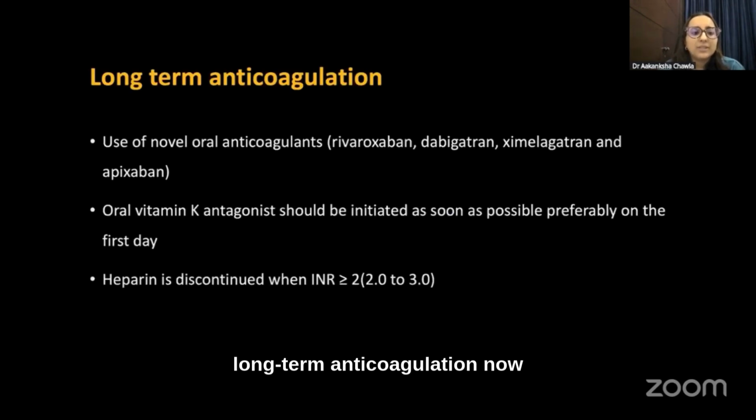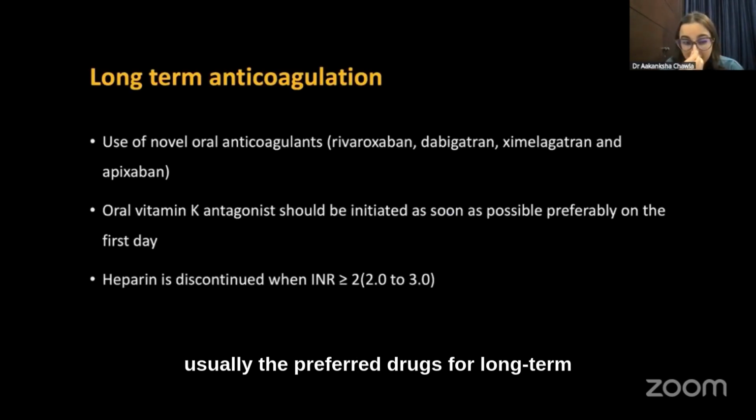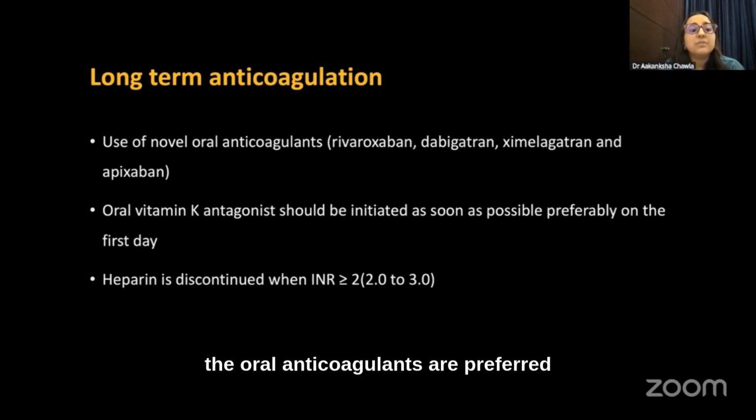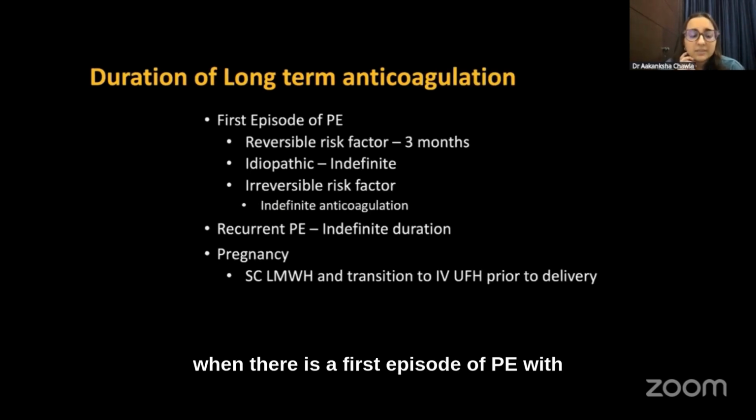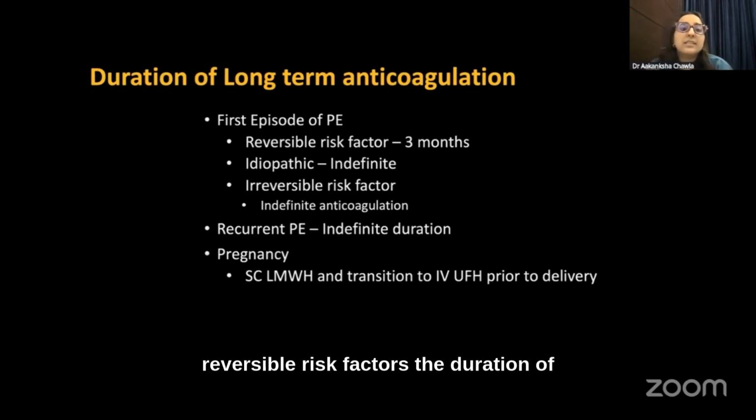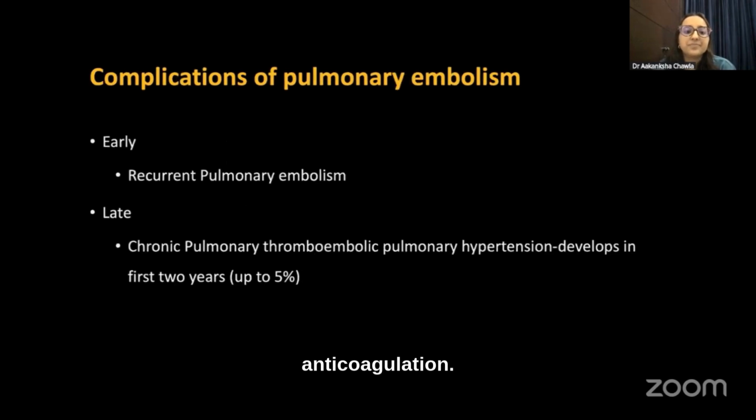Long-term anticoagulation. Now, usually the oral anticoagulants are the preferred drugs for long-term anticoagulation these days. And when there is a first episode of PE with reversible risk factors, the duration of anticoagulation is 3 months. With irreversible risk factors, it is indefinite anticoagulation.